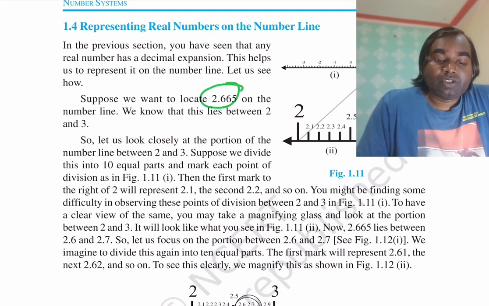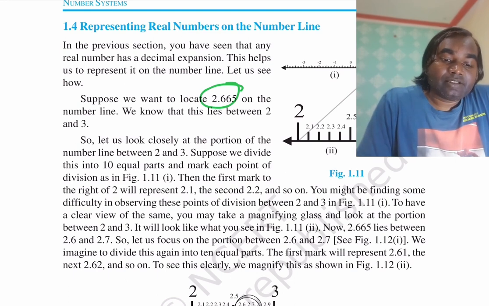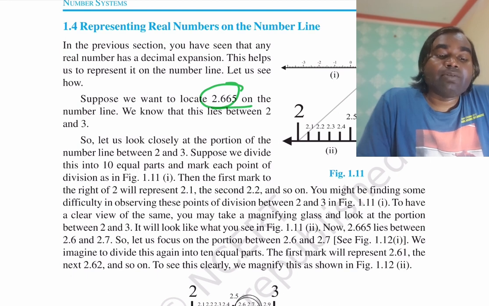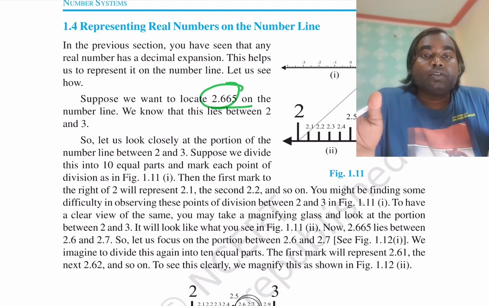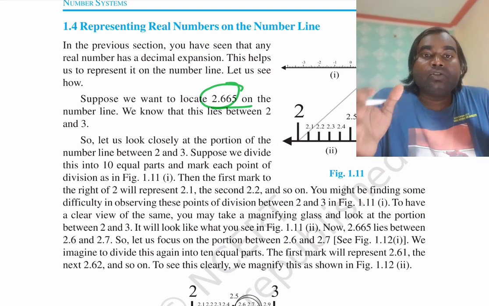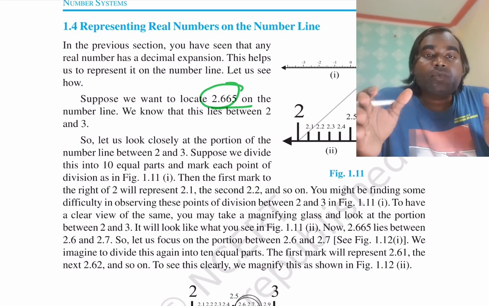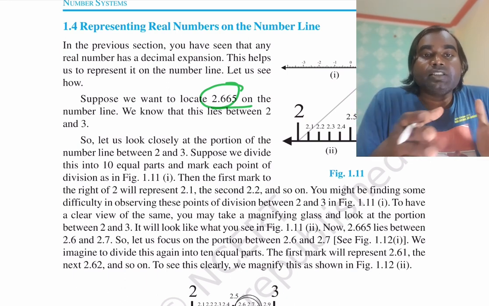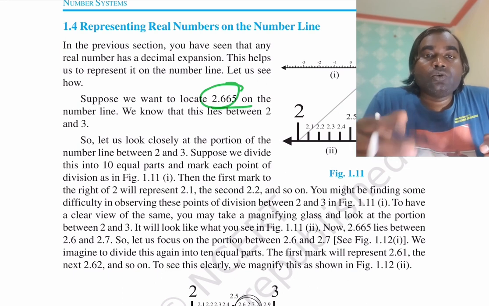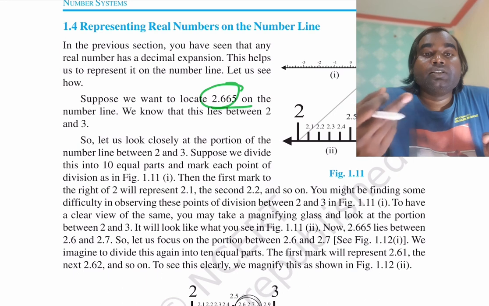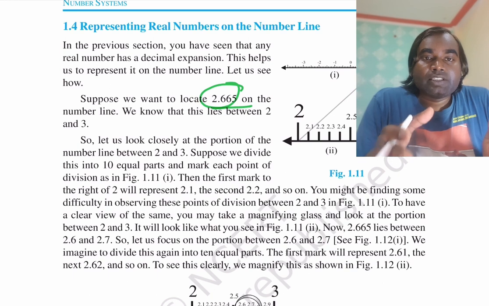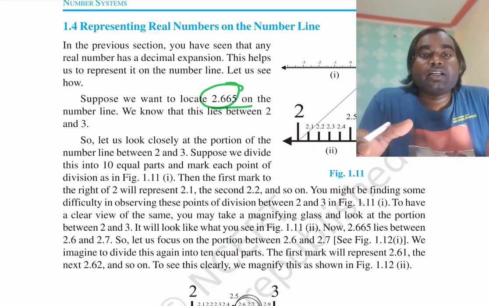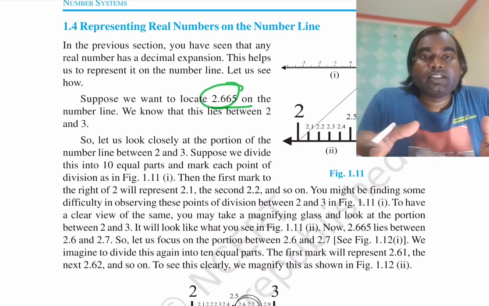Firstly, you will check where it is lying. Definitely this value is lying between 2 and 3. So you will divide the line between 2 and 3 into 10 points, and then try to reach close to 2.6. Firstly we will find 2.5 in between 2 and 3, and then you will magnify again and find 2.6, and then you will approach the closeness of this number.